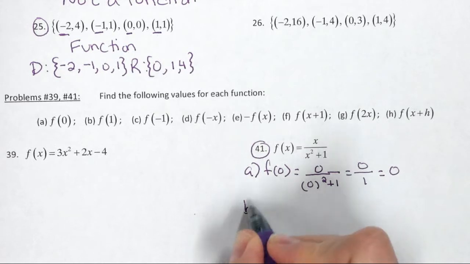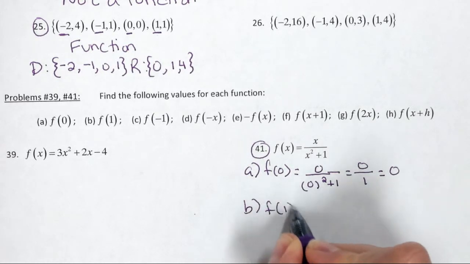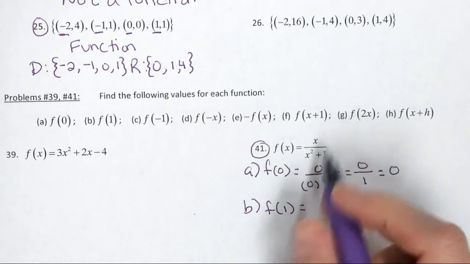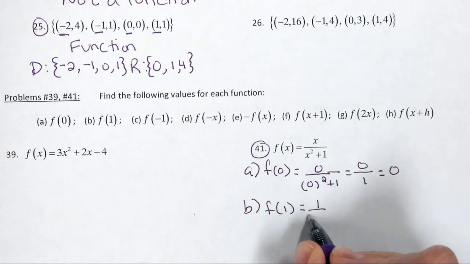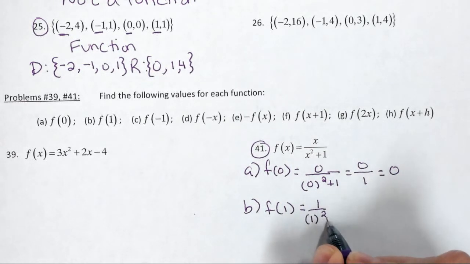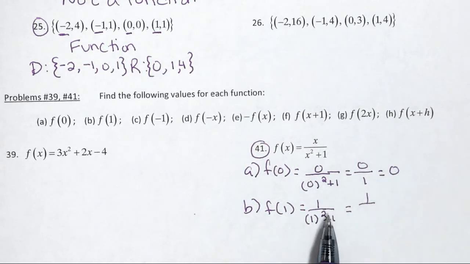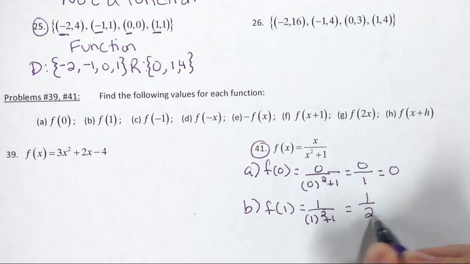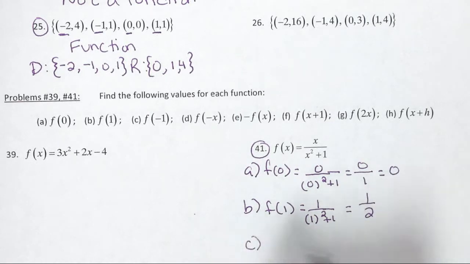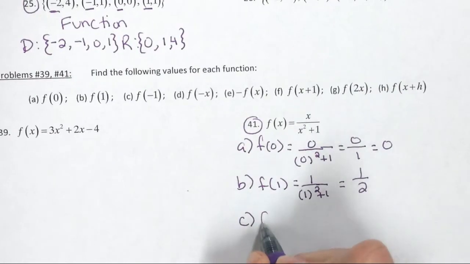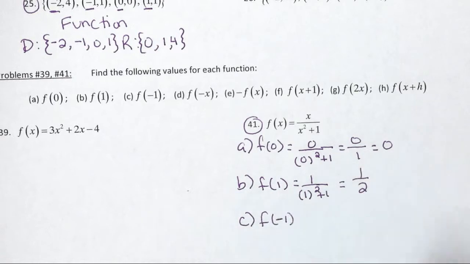You're going to do the same thing for B, but you're going to plug in a +1. So everywhere there's an x, I'm going to put in +1. On the top I have 1. On the bottom, 1 squared is 1, and 1 plus 1 is 2. For C, you're going to do the exact same thing, but this time you're going to plug in -1. And I'll let you finish that one on your own.